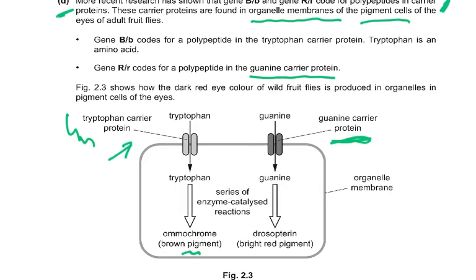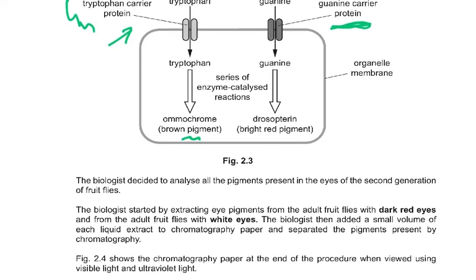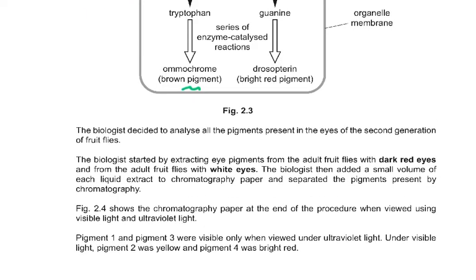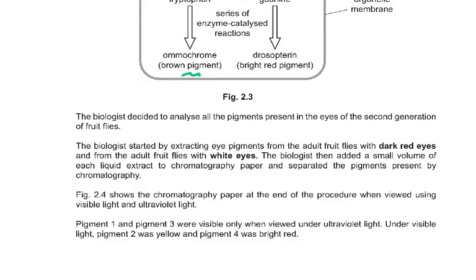Now read this very carefully, understand it. The biologist decided to analyze all the pigments present in the eyes of the second generation of fruit flies. The biologist started by extracting eye pigments from the adult fruit flies with dark red eyes and the adult fruit flies with white eyes. The biologist then added a small volume of each liquid extract to chromatography paper and separated the pigments present by chromatography. Figure 2.4 shows the chromatography paper at the end of the procedure when viewed using visible light and ultraviolet light. Pigment 1 and pigment 3 were visible only when viewed under ultraviolet light.